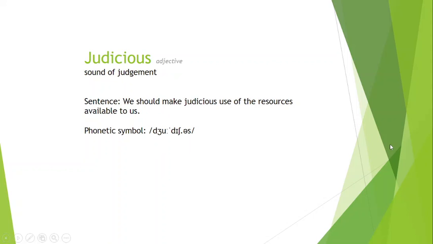Judicious. Judicious means sound of judgment, and it's an adjective. We should make judicious use of the resources available to us. The phonetic symbol here is judicious.